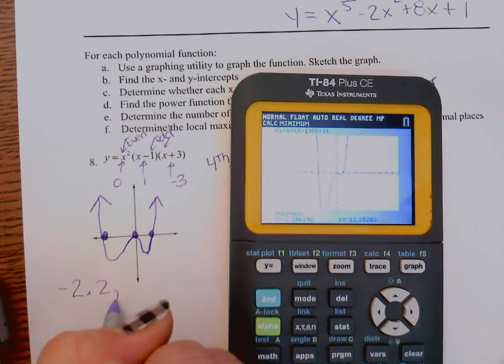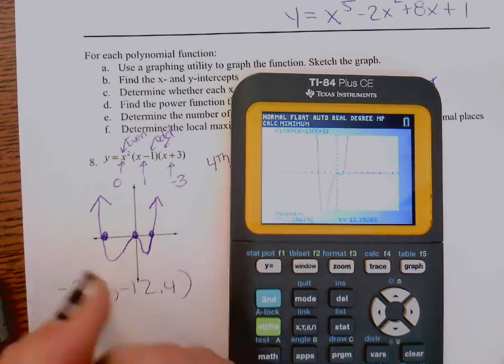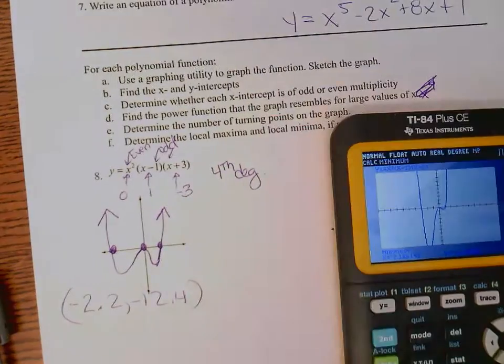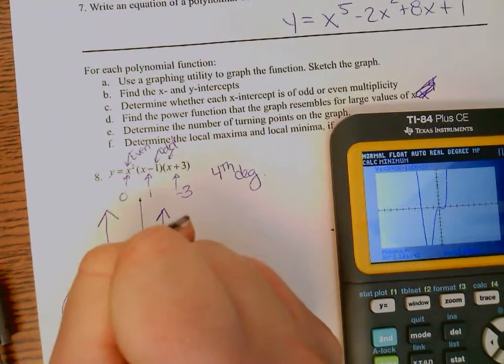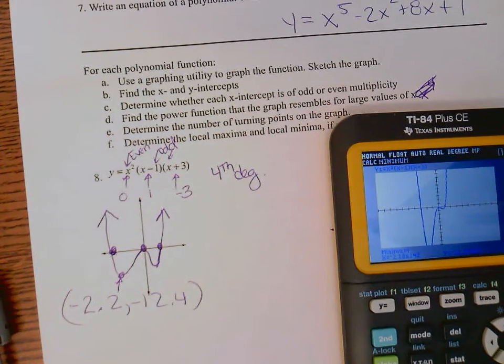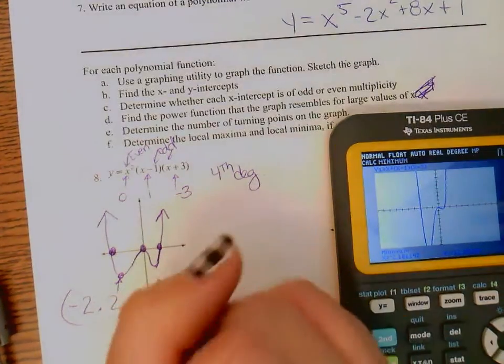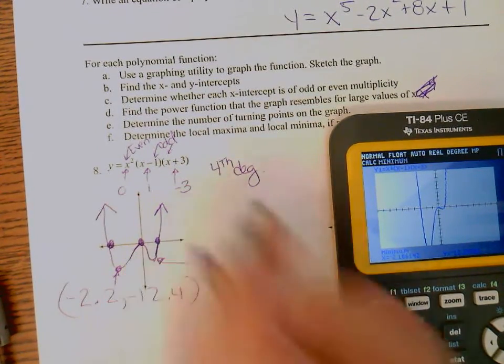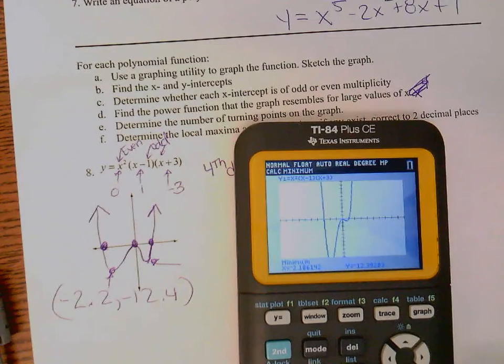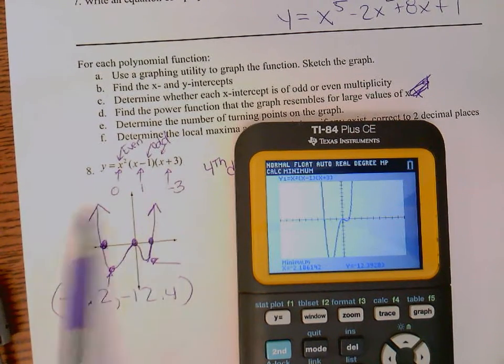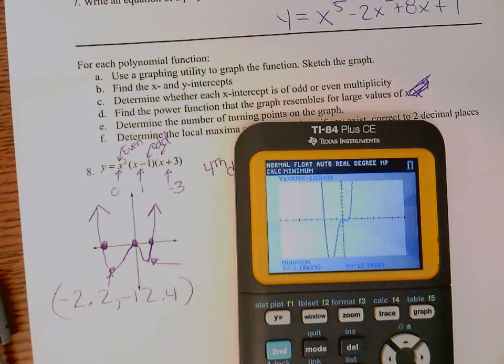0.2, -12.4 about. So that is the coordinate of that turning point. So see if you can find the coordinate of this other turning point right here using the technology. So we found out everything else. We found out the x-intercepts, their multiplicity, the end behavior of the graph. The only thing we need to find out is the turning points on the calculator.